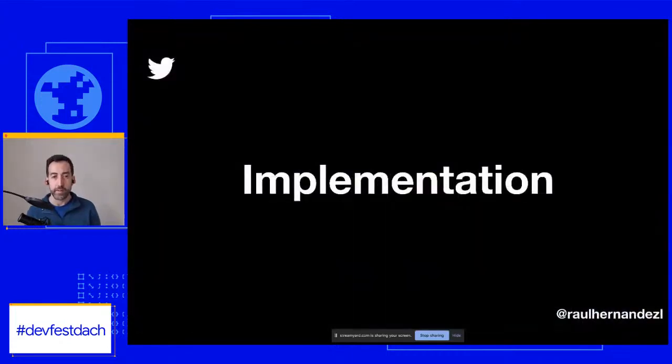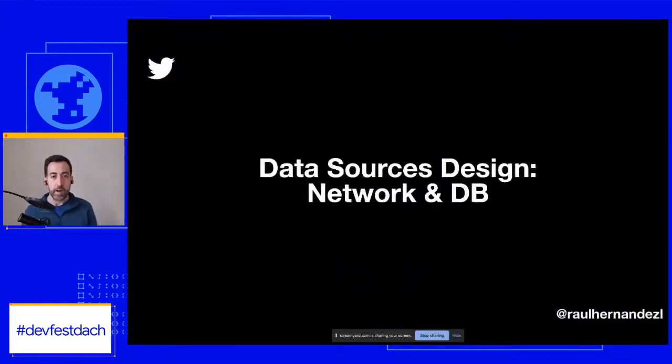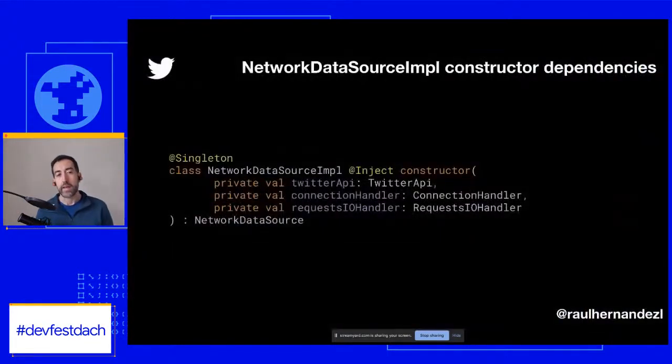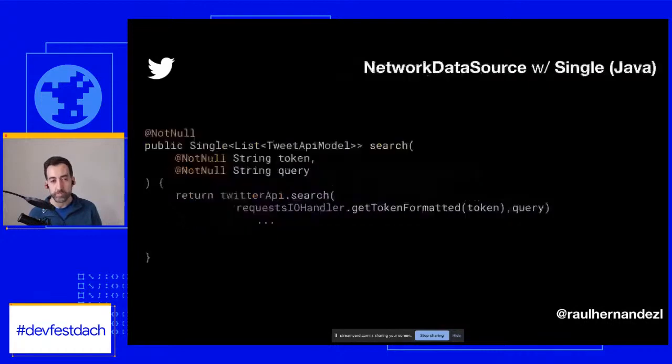But now let's go to the implementation. For the implementation, we have, first of all, the data sources design with the network and the database. So we are here, and what we're trying to do now is changing those singles into suspend functions, something that we learn is interesting to see right now. So for that, what I have for my network data source implementation inside there, in the constructor, is basically a Twitter API, because I'm returning those things with Retrofit and OkHttp, and something to check if we have any connection and handling and mapping the different requests and responses.